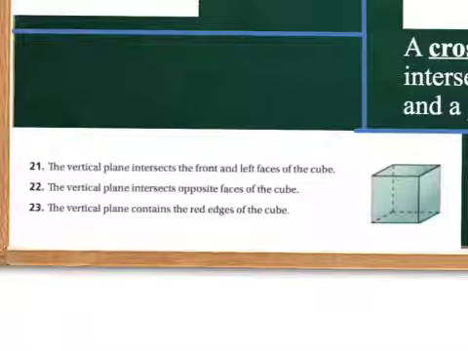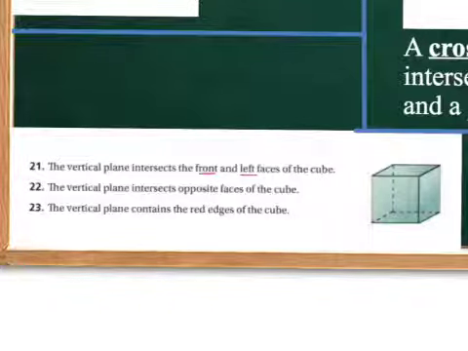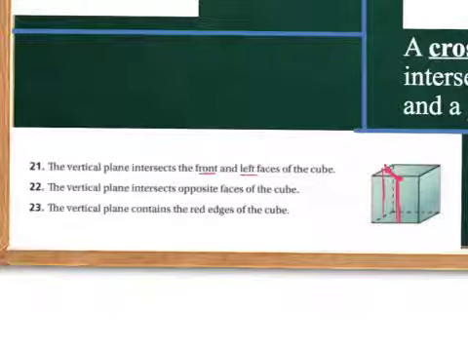Now these are examples from your textbook. Number 21 says the vertical plane that intersects the front and left faces of the cube. So all you have to do is, if this is the front and this is the left face of the cube, draw a point anywhere on there, because it doesn't say where they intersect, it just says that they intersect, and connect them. Draw a line down, and a line down, and connect them. And you can see that this is the cross section.